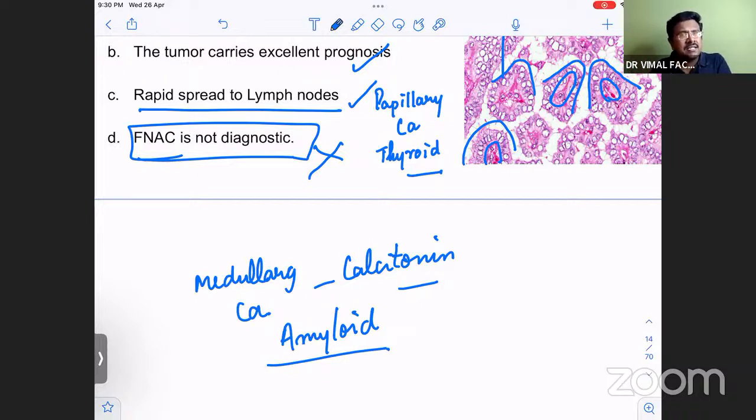Okay. And the next thyroid cancer, that is the anaplastic carcinoma. Anaplastic, no differentiation at all. That is a tumor with the worst prognosis. Thyroid cancer with a very aggressive course and the worst prognosis is your anaplastic carcinoma of the thyroid.